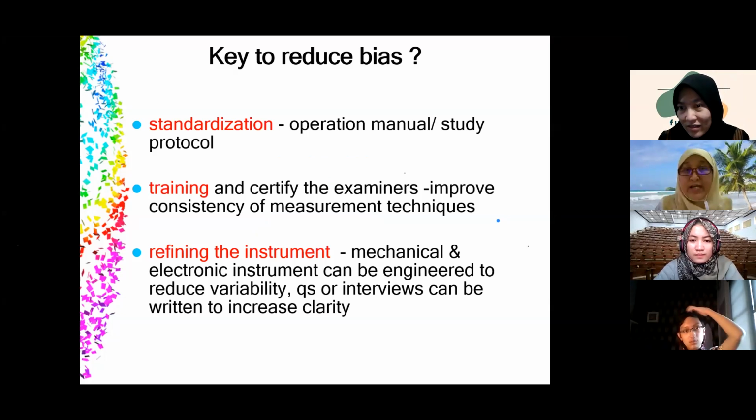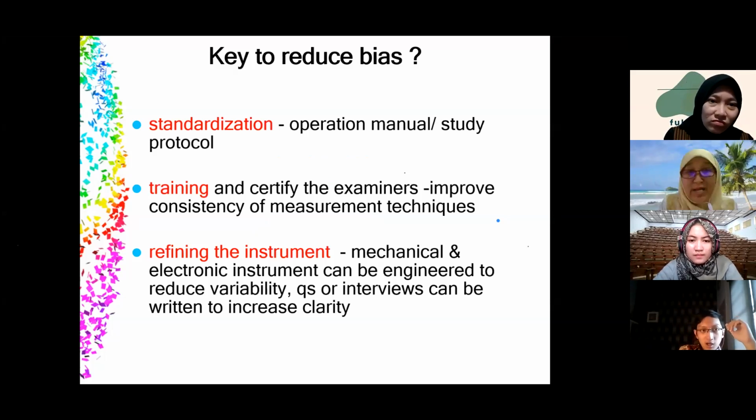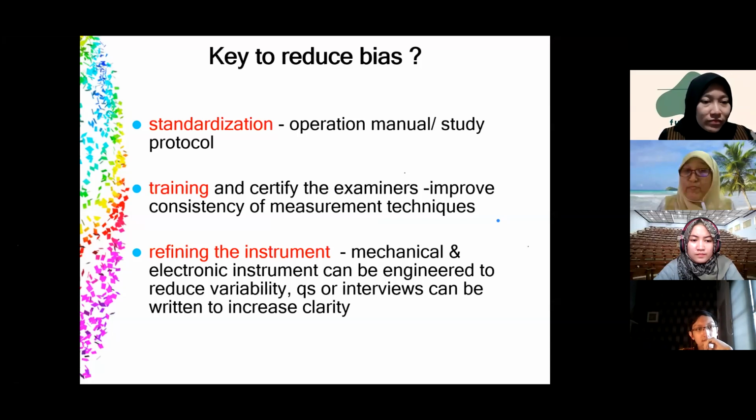He reduce bias. So in a paper when you read, it has somewhere mentioned about standardization. They standardize the operation manual of study. That's a good paper. They train and certify the examiner because they want to improve consistency of measurement technique. That's a good paper. They refine the instrument. When they talk about measurement, they say it has been calibrated. Or they use automatic instrument to reduce bias, to reduce error in measurement.